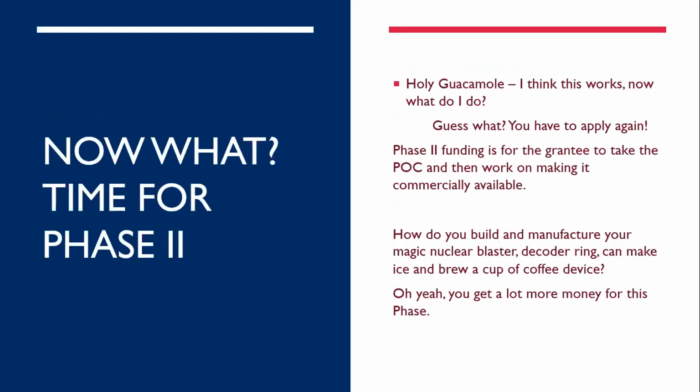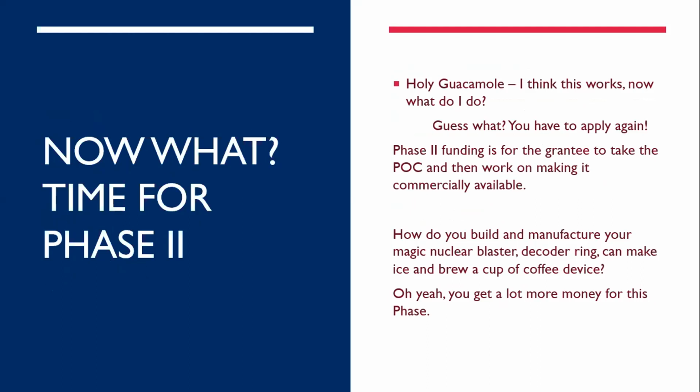So then you go to a phase 2, and I put in there, holy guacamole, I think I got a phase 1. What do I do next? Well, guess what? If you got a phase 1, there's no guarantee that you're going to get a phase 2 award. You've got to apply again, a second time, for phase 2 funding.